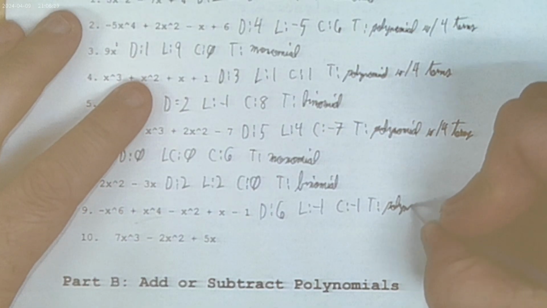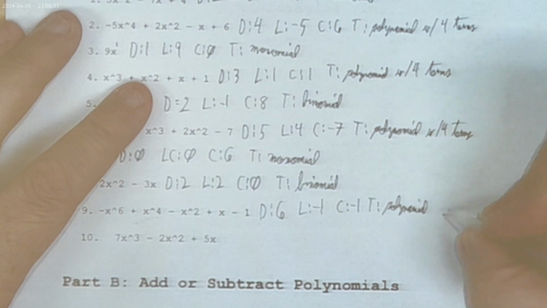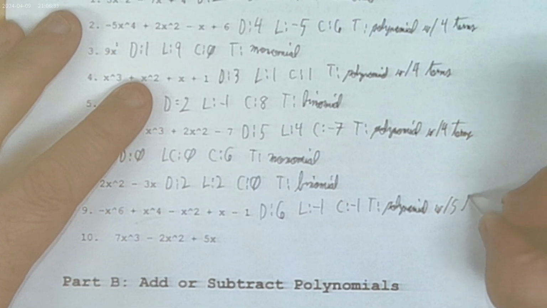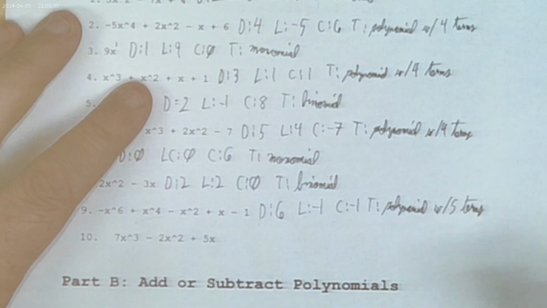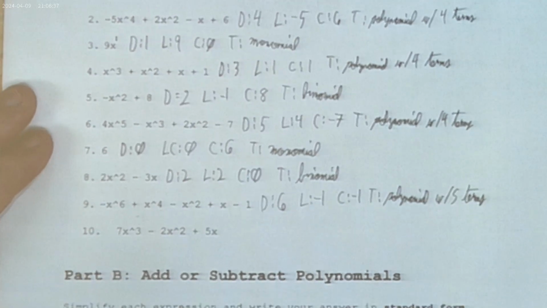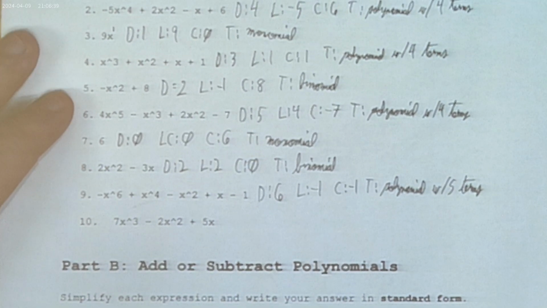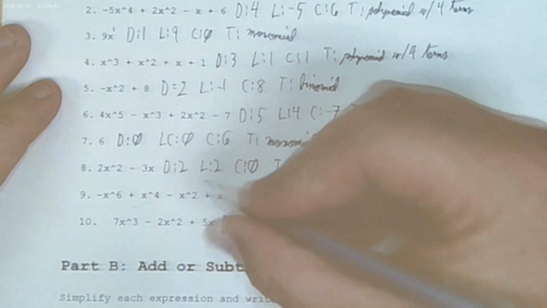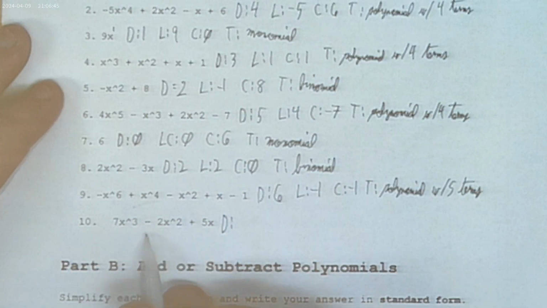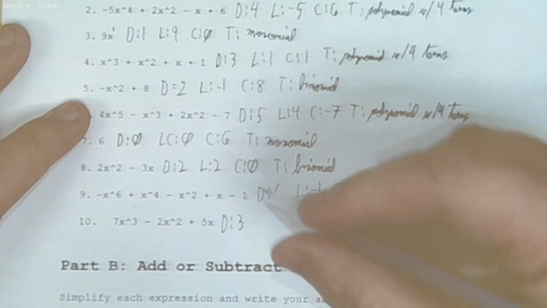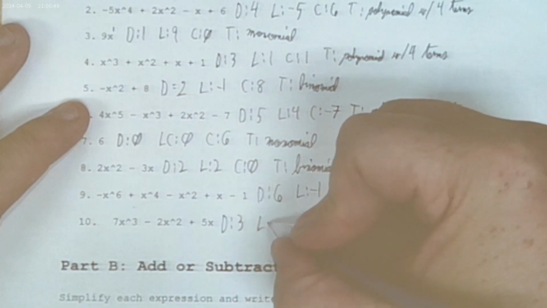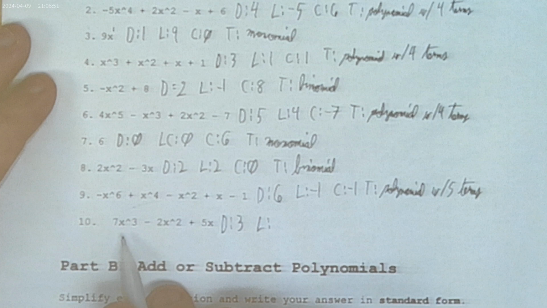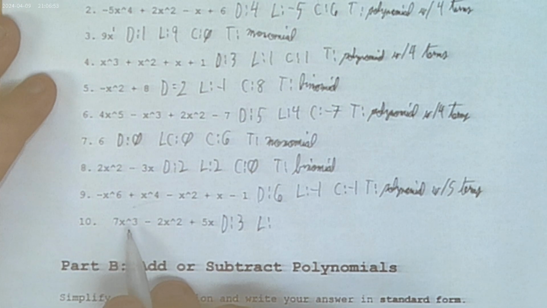Polynomial with 5 terms. All right. Yeah, that made it onto the screen. And then finally, our last one. So the degree is going to be 3. The leading coefficient is going to be the coefficient of the term that has the highest degree. There we go. That's a good way to explain it.